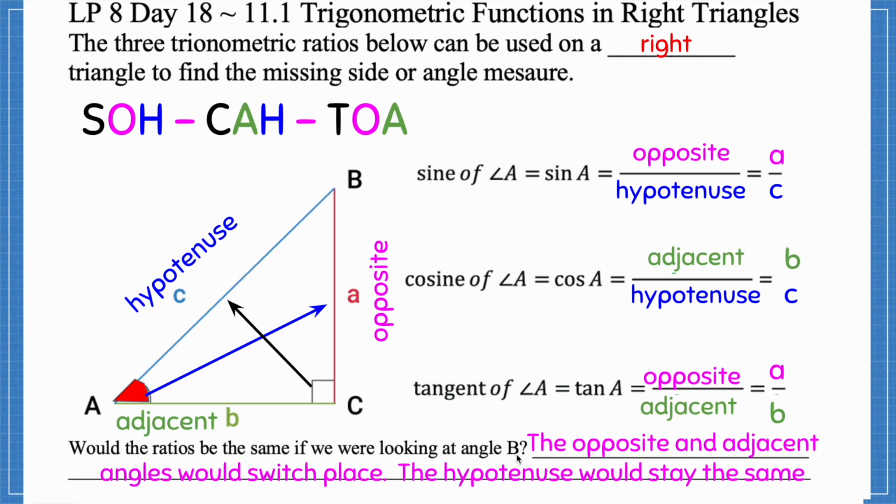Would the ratios be the same if we were looking at angle B? If we switched and looked at angle B instead of angle A, the opposite and adjacent sides would switch places. The hypotenuse would stay the same. It doesn't move. Now if I'm looking at angle B and I go to the opposite side, it's down here. This is opposite. And adjacent, the side right next to it that's not the hypotenuse, is the adjacent side. So opposite and adjacent switch places when we switch angles. Just be aware, opposite and adjacent can switch places, hypotenuse cannot.